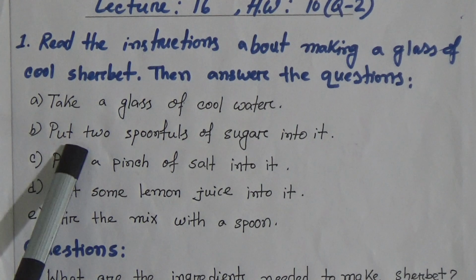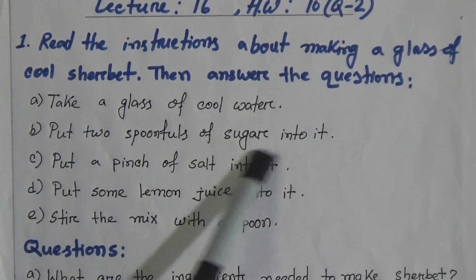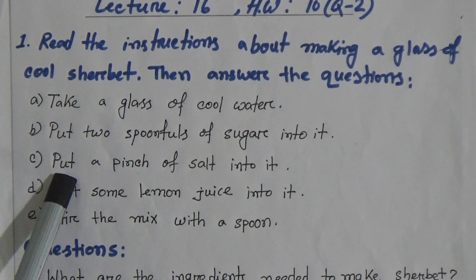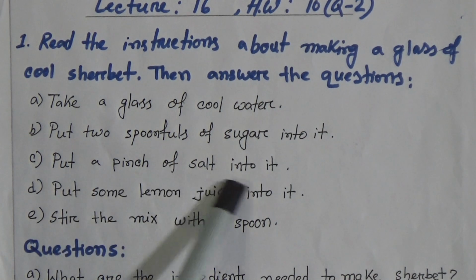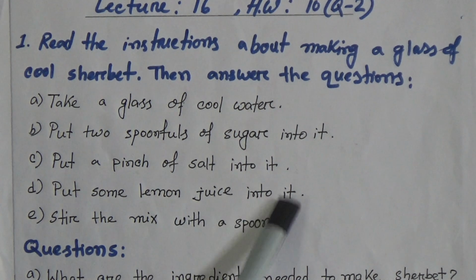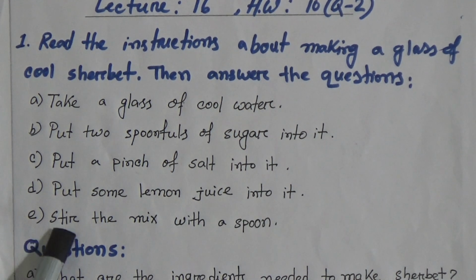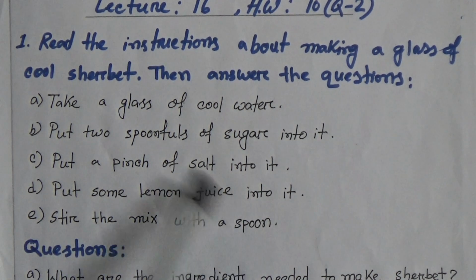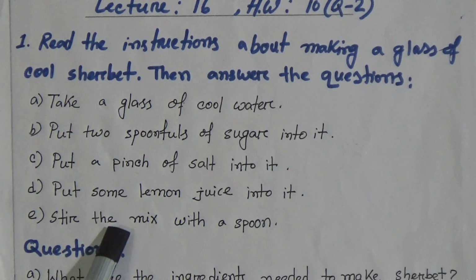Number B, put 2 spoonfuls of sugar into it. C, put a pinch of salt into it. D, put some lemon juice into it. And final E, stir the mix with a spoon. So these are the instructions for making a glass of cool sharbat.